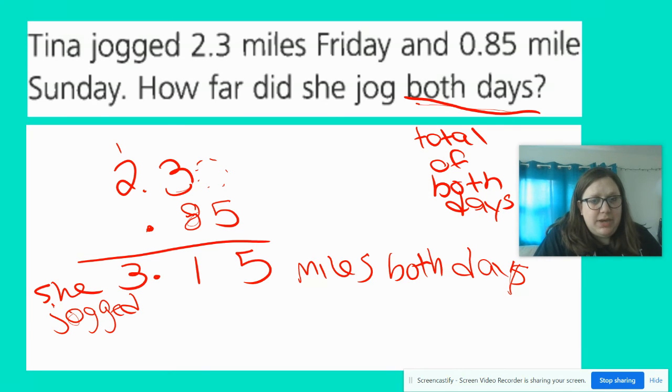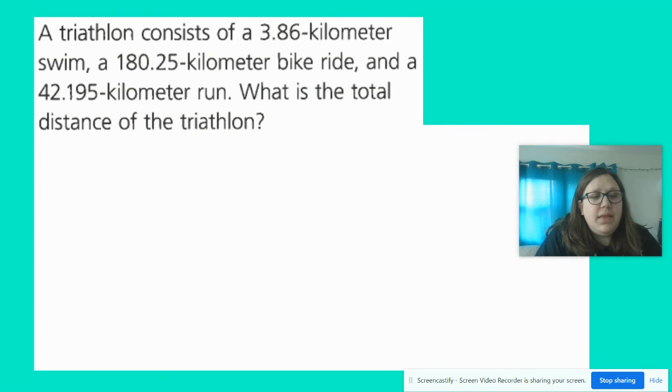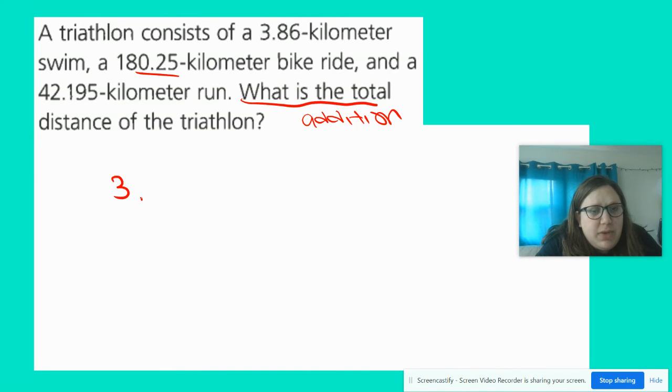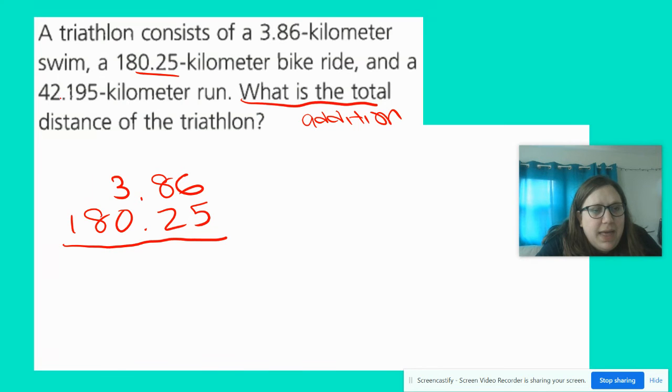All right, let's keep going. A triathlon consists of a 3 and 8,600 kilometer swim, a 180 and 2,500 kilometer bike ride, and a 42 and 195 thousandths kilometer run. What is the total distance? A triathlon is just a 3-event athletic thing, which we have here, if you were wondering what a triathlon is. So we need to add all 3 of these numbers together because it says what is the total. So that's going to be addition. So we have 3 and 8,600. And then we're going to start by adding to the 180 and 2,500. And then we're going to add in that last one after.